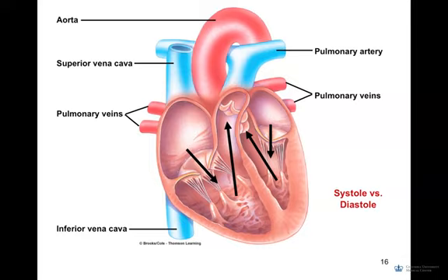When the heart is in active contraction, we call that cardiac systole. When the heart is in its resting phase in between heartbeats, we call that cardiac diastole. So systole involves active contraction of the heart, both atria at the same time, followed by both ventricles. And in between heartbeats, we have a period of rest that we call diastole.